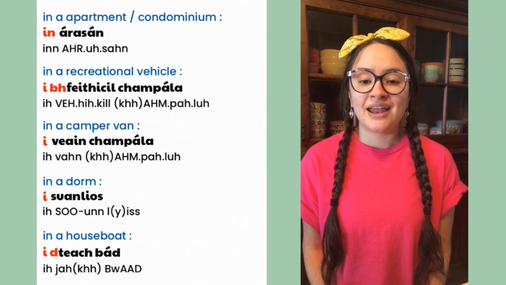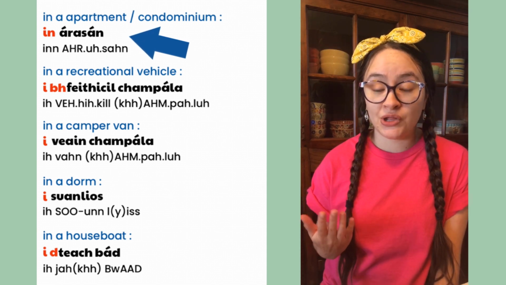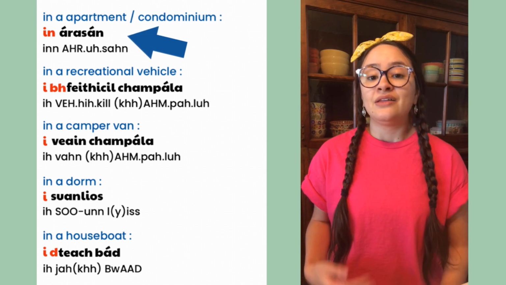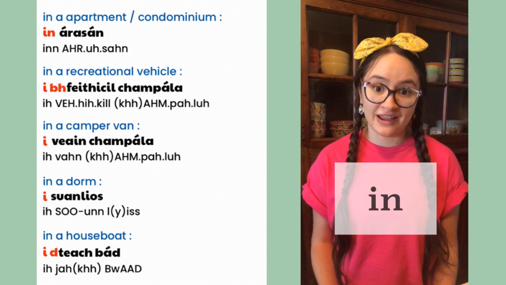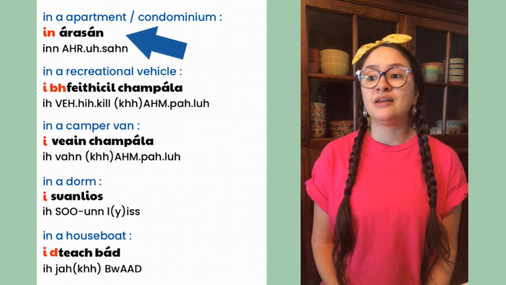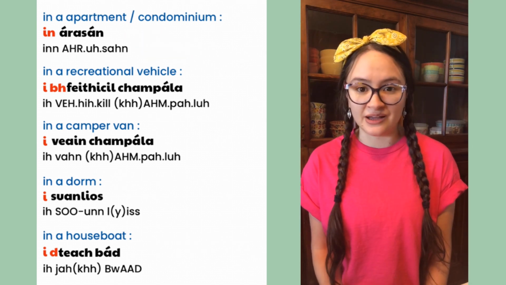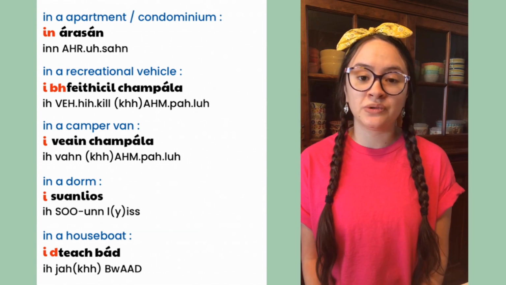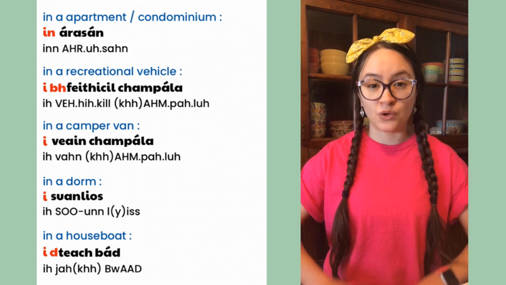Now lots of people live in an apartment, and it's arasan. Now, you may notice here that the word for in has changed slightly before apartment. The preposition I changes to in before a word beginning in a vowel. So, in arasan, it would be too hard to just say I arasan, so it's more natural to say in arasan. Kind of like in English, we wouldn't say a apartment, we'd say an apartment, because it rolls off the tongue a lot easier.